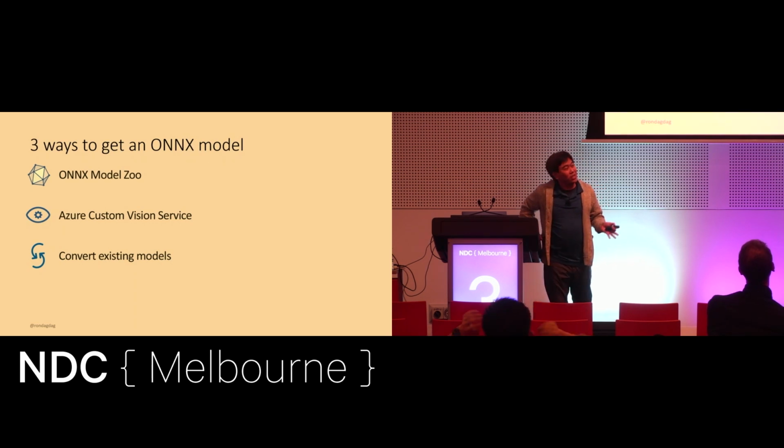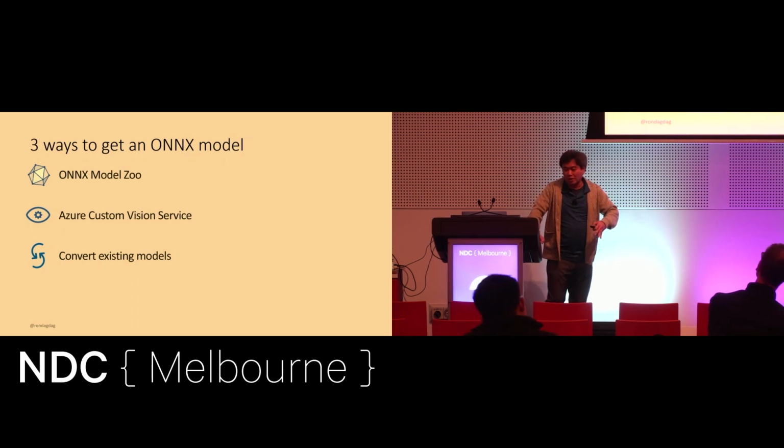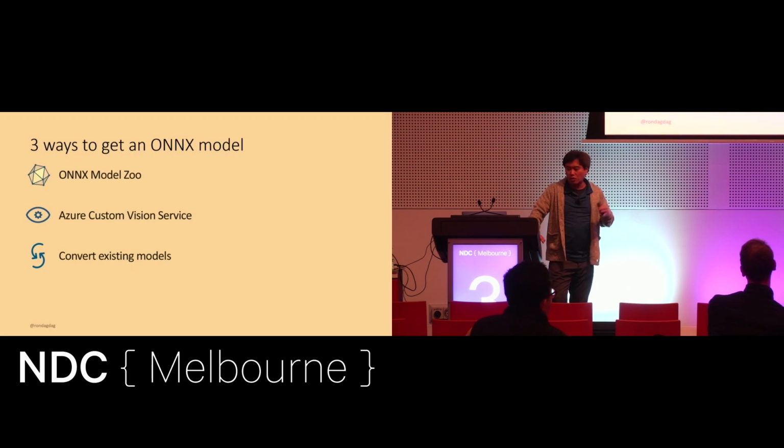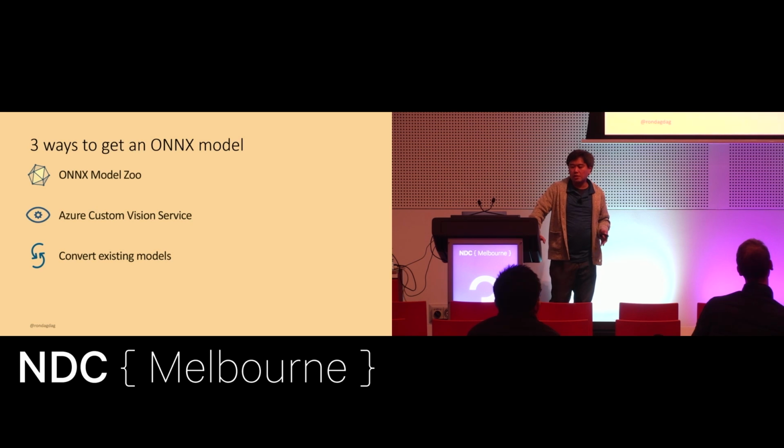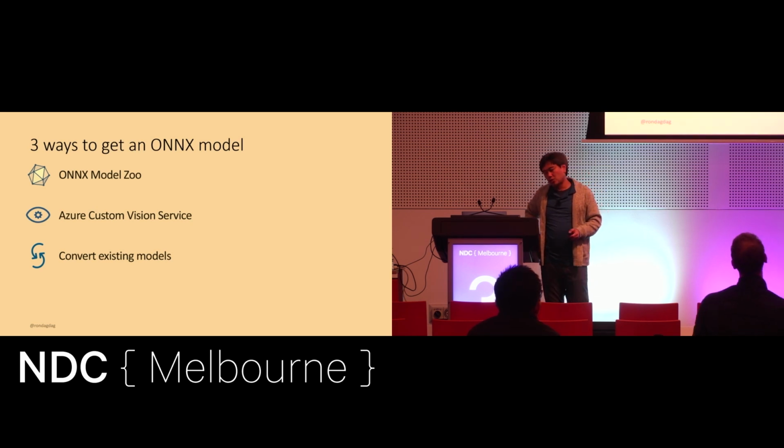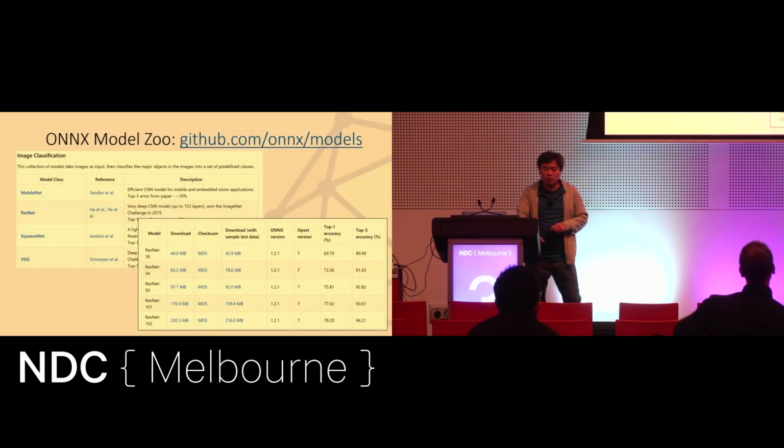So there are 3 ways you would create that ONNX model, right? One is through the ONNX model zoo, the custom vision service, and then converting existing models. Let's start with the model zoo.